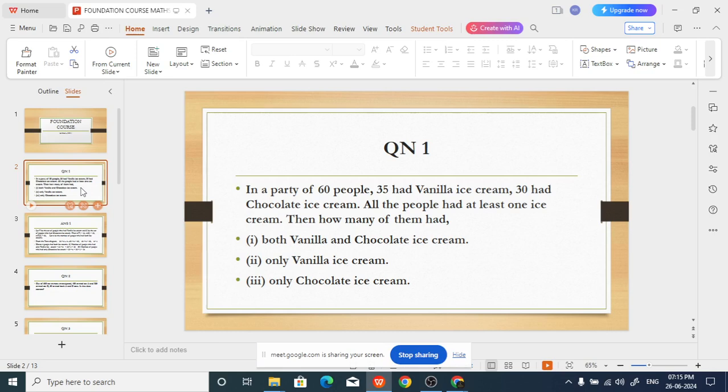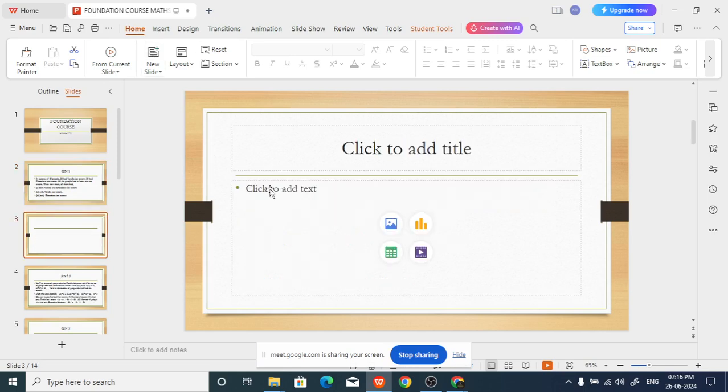How many had both? We have assumed it as X. We said 35 minus X is the number of people who had only vanilla. This word "only" is very important. So I'll show you, next slide. How many had only vanilla?